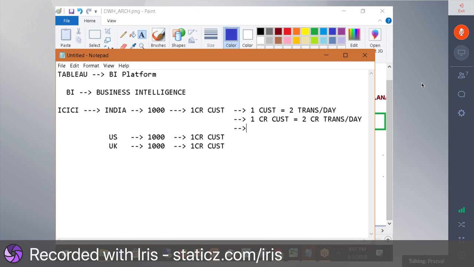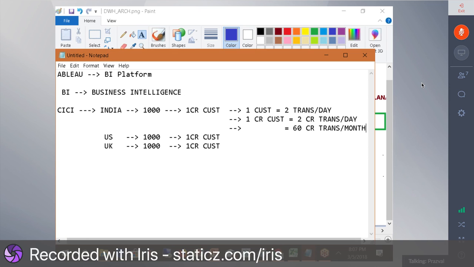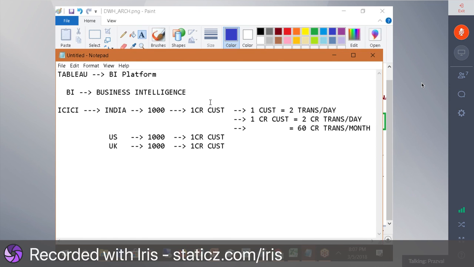On average, a month contains 30 days, so 30 to 60 crore transactions per month. Can they compare all the 60 crore transactions per month manually? From India, they have about 60 crore transactions. From US also, about 60 crore transactions. From UK also, about 60 crore transactions. Can they compare all the 180 crore transactions manually? It's impossible, right? Then how are they going to compare?